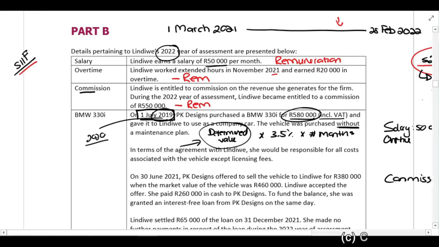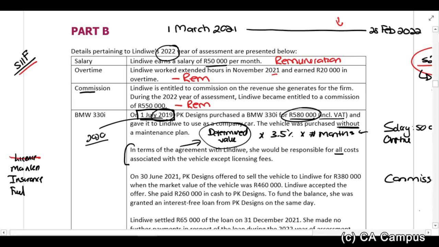So in terms of the agreement with Lindiwe, she would be responsible for all costs associated with the vehicle except licensing fees. Now, this is just to tell you, remember, when you are calculating this fringe benefit, you can claim license, maintenance, insurance, and fuel. You can claim all of those. This just tells you that license will be out of the picture because you can only claim the ones which you are paying.